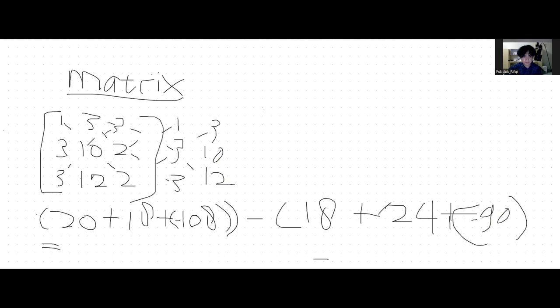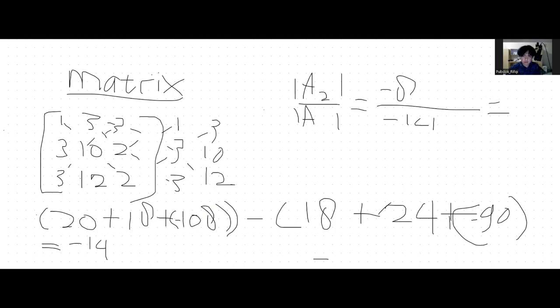So why did I say it's related to the first question? Because we will divide them. The last one was like this, 8, 8, 2 and A1. Let's call this A1. The last answer was minus 8, I believe. Yeah, I think it was minus 8. And the second was minus 14. So we will divide it, 8 divided by 14 equals 1.75.